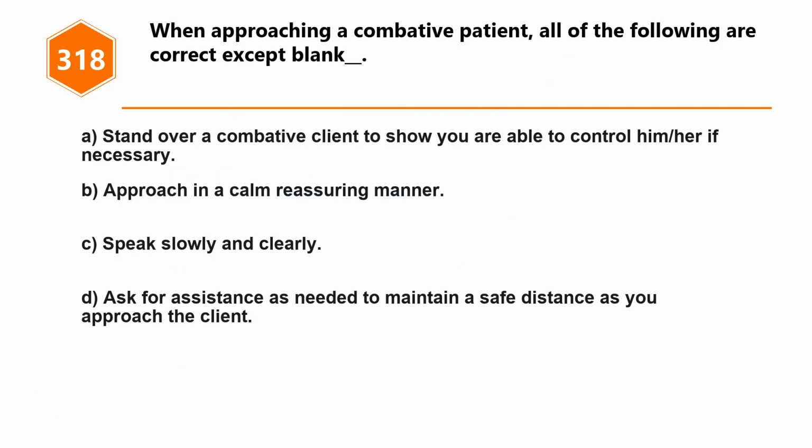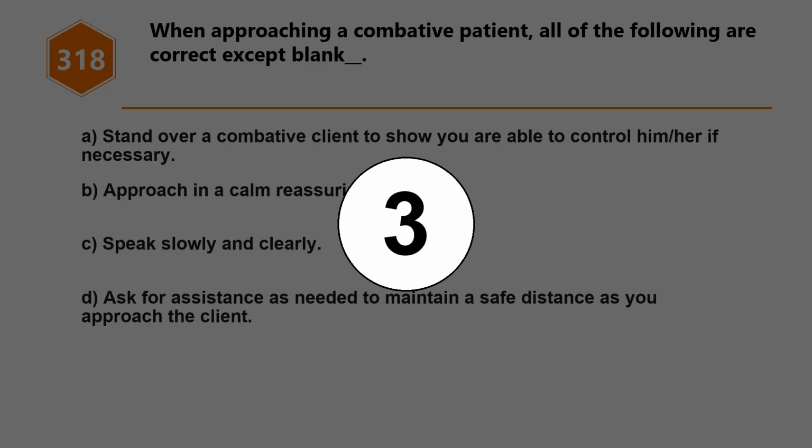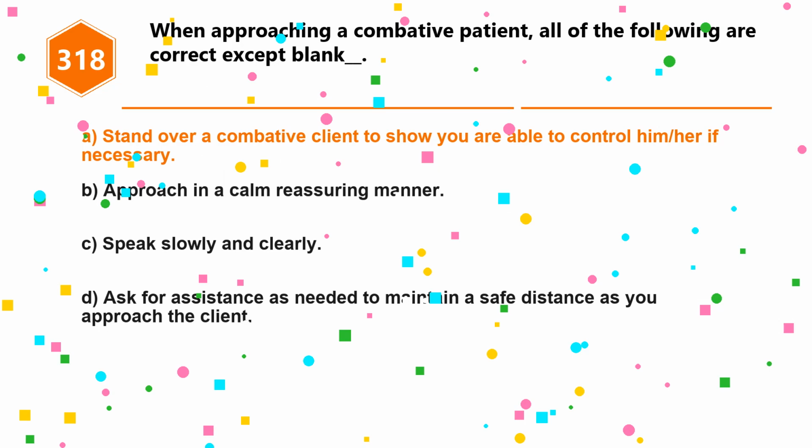Question 318. When approaching a combative patient, all of the following are correct except blank blank. Option A, stand over a combative client to show you are able to control him, if necessary. Option B, approach in a calm, reassuring manner. Option C, speak slowly and clearly. Option D, ask for assistance as needed to maintain a safe distance as you approach the client. The correct answer is option A. Stand over a combative client to show you are able to control him or her if necessary.